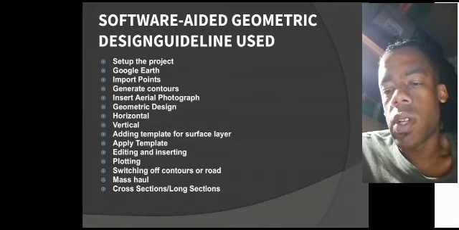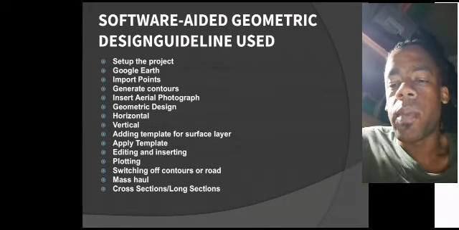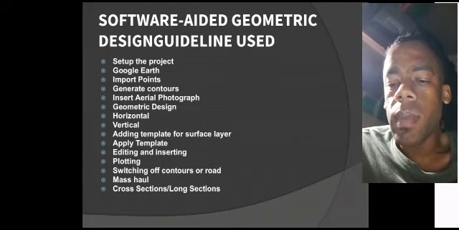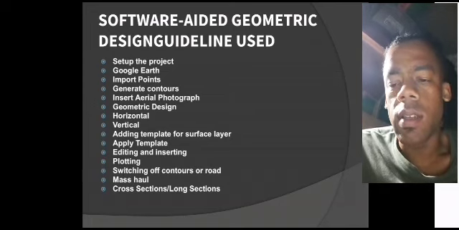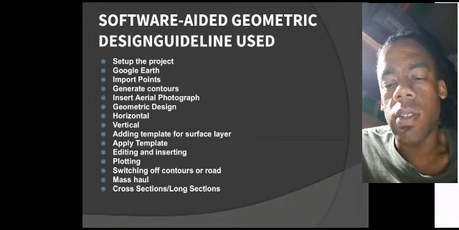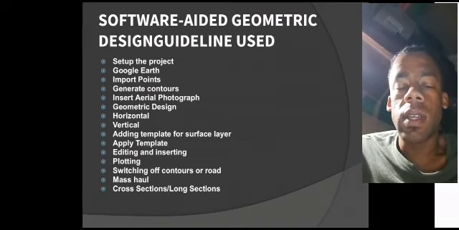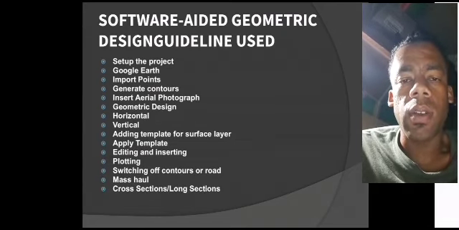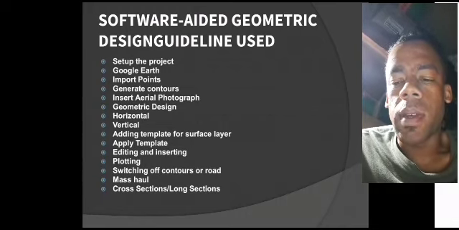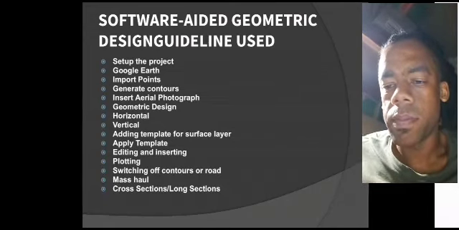As you can see, there are a few points on the process that I have undertaken to set up the project. You go to Google Earth, you import the points, you generate contours, you insert the aerial photo from Google Earth into Civil Designer, and then Civil Designer was used to generate the geometric designs, the horizontal and vertical information, and then applying templates to generate the cross sections, long sections, a mass haul, and more of the sections, and also the road reserve. So that was also a very important point.